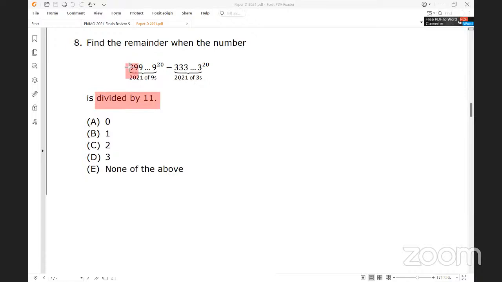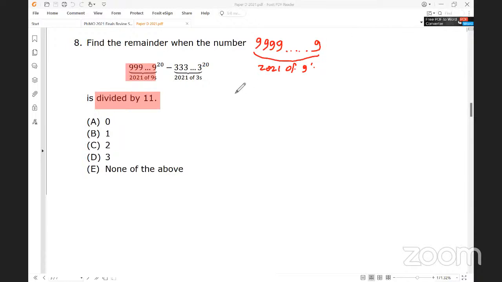So, 9999. Okay, please don't be distracted. Do not be distracted. We do this one first. 9, 9, 9, 9, and then there are 2021 of 9. Okay, please don't be distracted with the power. We will do the power at the end.